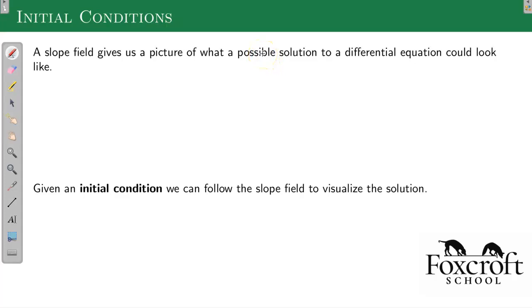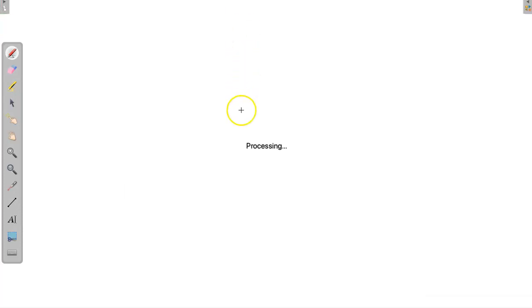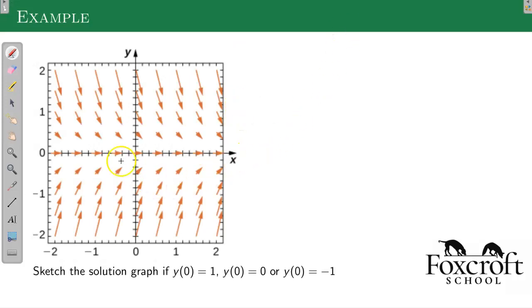A slope field gives us a picture of what a possible solution to a differential equation could look like. All these little lines, you think about following them for the slope and the tangent lines of your original graph. You might be given an initial condition, a value we know is on the solution, and then we use the slope field to follow what it should look like from there. So here's an example. We have this slope field, and we have these different initial conditions.